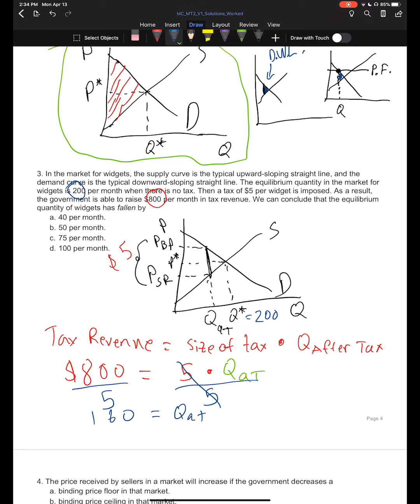Well, we're asked to find how much it has fallen by. Before we had a quantity of 200, so we need to take our Q star minus our quantity after the tax, and that's going to give us how much the quantity has fallen by, the change in quantity. Okay, well, 200 minus the 160 we found equals 40. So quantity has fallen by 40, our answer must be A.